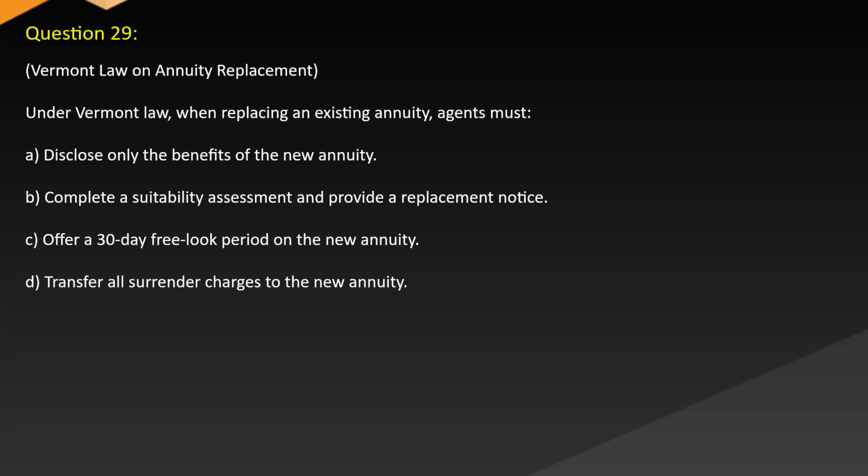Question 29. Vermont law on annuity replacement. Under Vermont law, when replacing an existing annuity, agents must: A. Disclose only the benefits of the new annuity. B. Complete a suitability assessment and provide a replacement notice. C. Offer a 30-day free look period on the new annuity. D. Transfer all surrender charges to the new annuity.